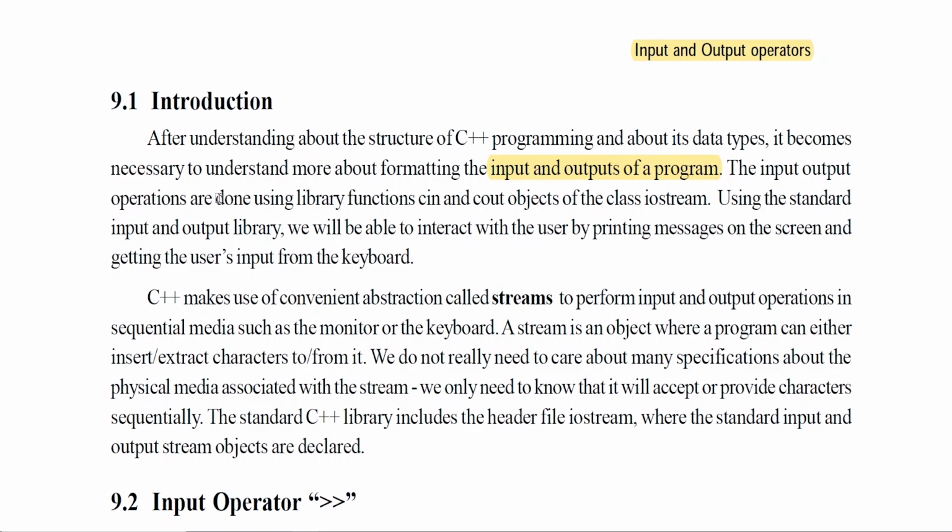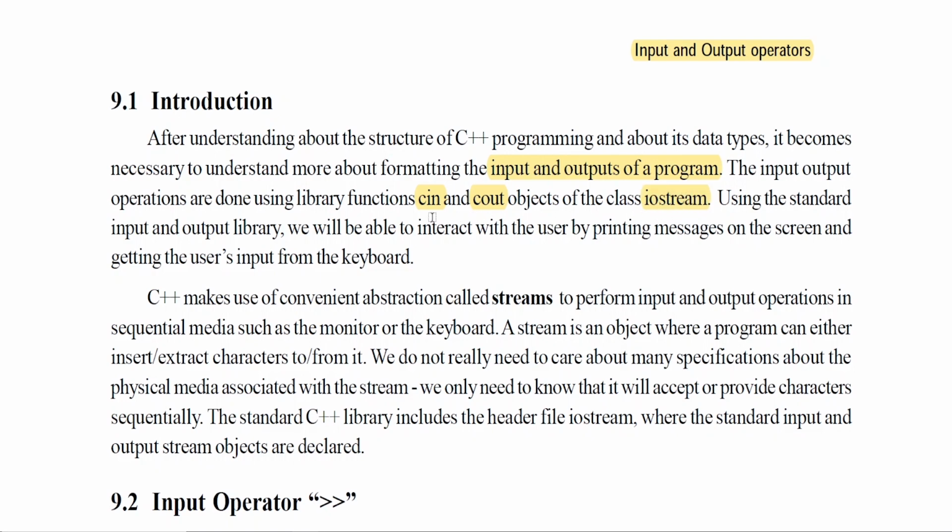They are done normally using library functions called cin. This is very important. So we have cin and also cout. This is for input operation. This is for output operations. They are the member functions of the class iostream. So that's like a library function.